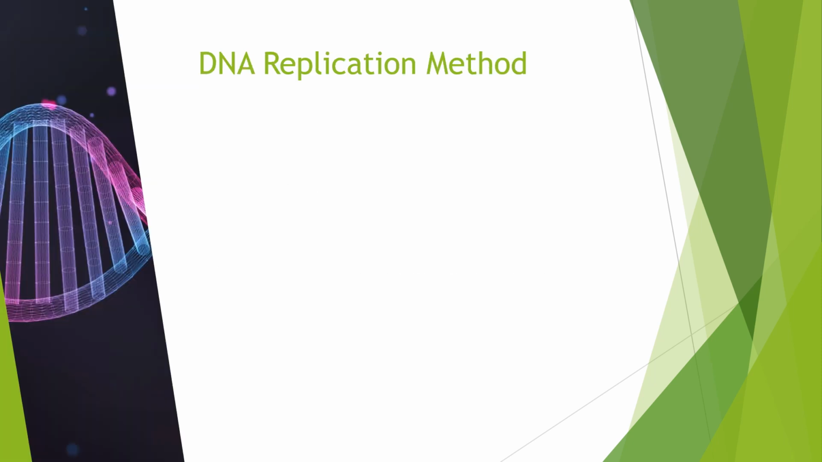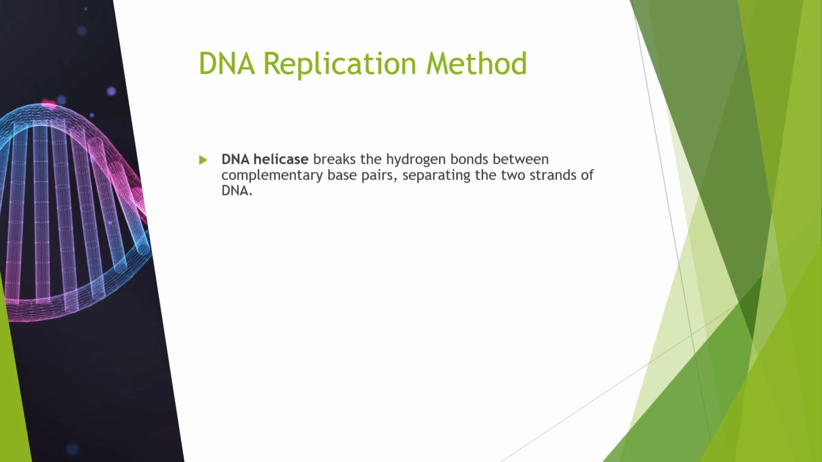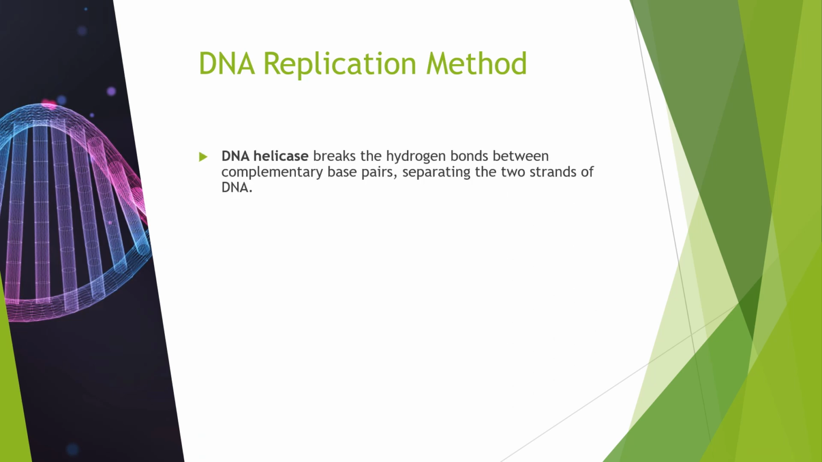Let's actually discuss the method by which DNA replicates. First up, DNA helicase is the enzyme that starts the process. It does this by breaking the hydrogen bonds between complementary base pairs, adenine with thymine and cytosine with guanine. This action separates the two DNA strands, preparing them to act as templates for the new DNA.